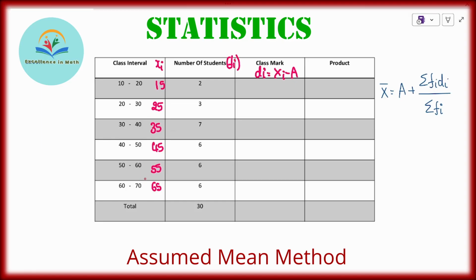Here we have an even number of observations. In that case, we have two middle terms, so we can choose either one of them as the assumed mean. Here I am choosing 35 as my assumed mean. Now please calculate xi minus a for every observation. That is minus 20, minus 10, 0, 10, 20 and 30. Now we observe that instead of multiplying 45 times 6, 55 times 6, it's easy. Our calculations are much easier than before. Now please calculate the product, that is fi times di.